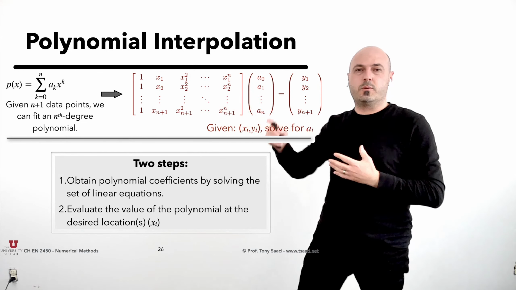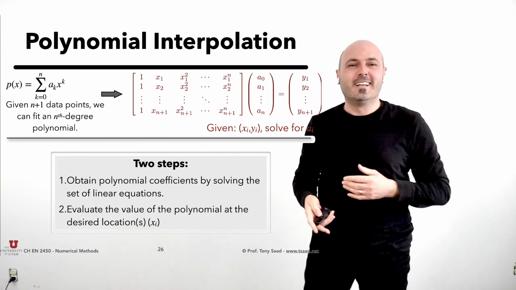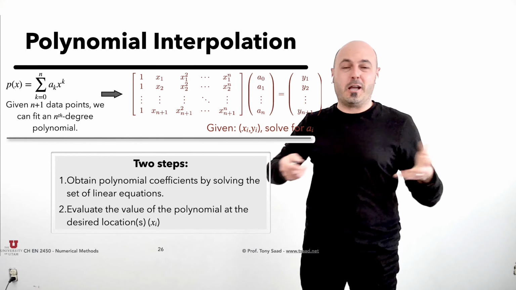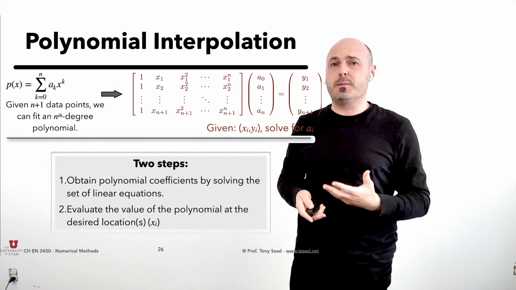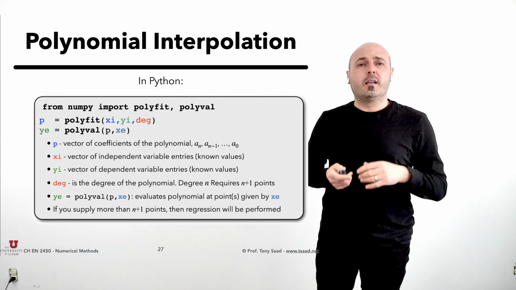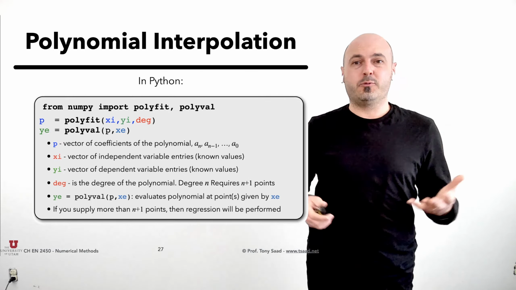I can point into the slides, which is easier, and evaluate the value. Once you get the coefficients, that's it. Now you have the formula as a function of x, and then you can get the approximated or interpolated value using that. Now we're going to do this in Python. We're not going to do this by hand.